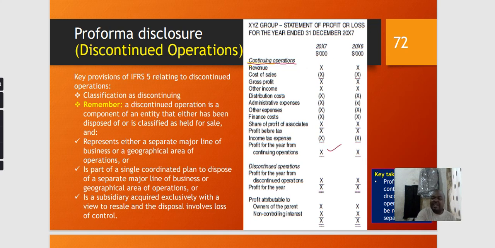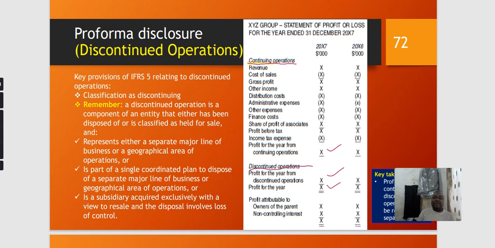Then you continue and say discontinued operations. Here we only want the profit for the year from discontinued operations. This is added to the profit from continuing operations and we get profit for the year, and then you do your attribution, where you say profit attributable to owners of the parent and to non-controlling interest, if any. That's a template for a group.